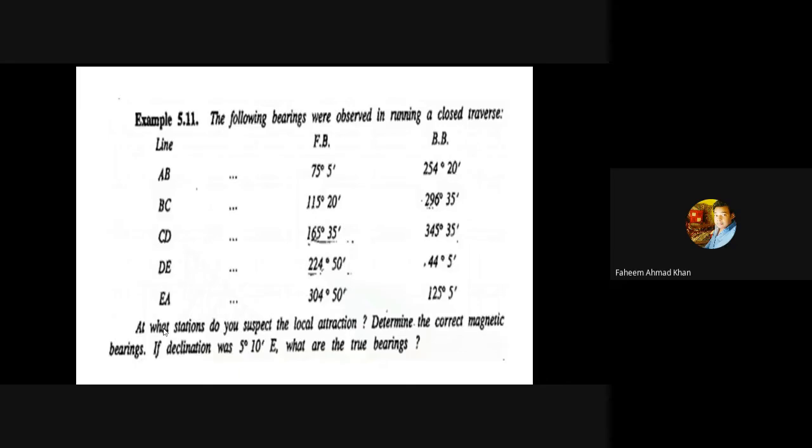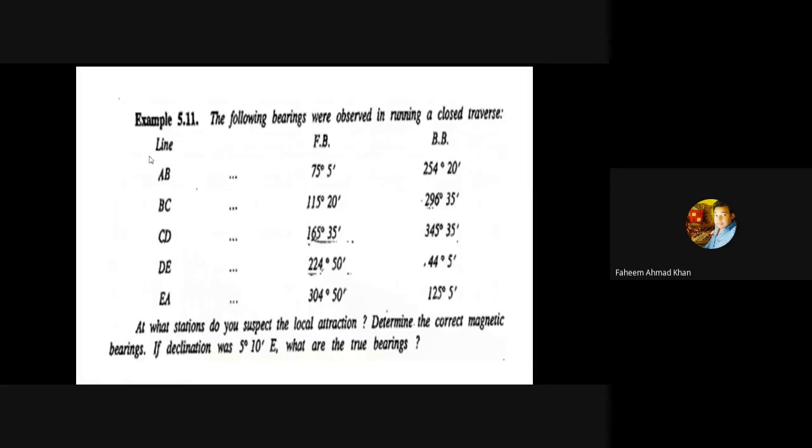Determine the correct magnetic bearings. If the deflection was 5 degree 10 minute east, what are the true bearings? So it is a different part. We first of all have to find out the point where local attraction is there.